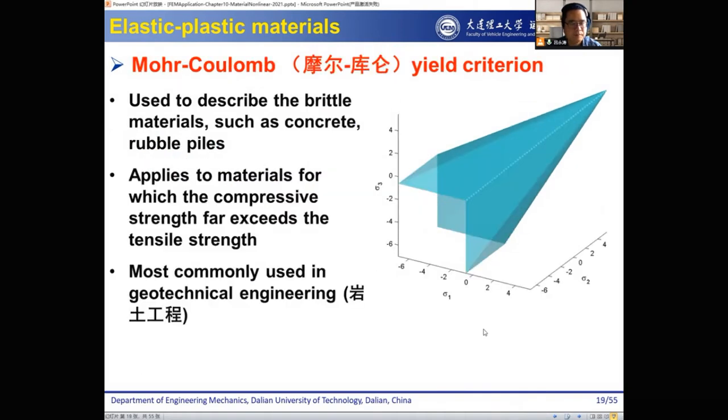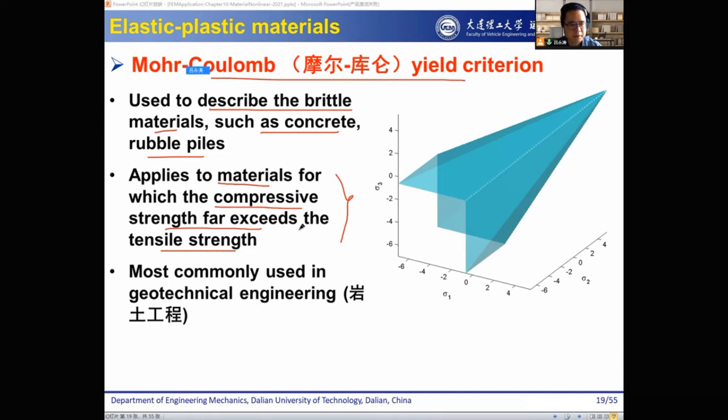Then we have the fourth yield criteria, the Mohr-Coulomb yield criteria, and this is also used to describe brittle materials such as concrete and rock piles. It applies to materials for which the compressive strength far exceeds the tensile strength. Okay, so this is another very important sentence. If you have a material in which the compressive strength far exceeds the tensile strength, then you should use this criteria for this material.